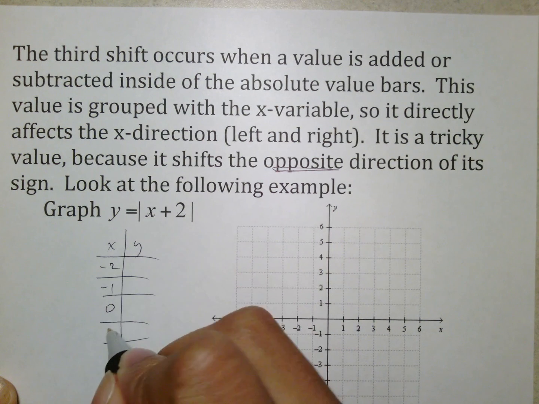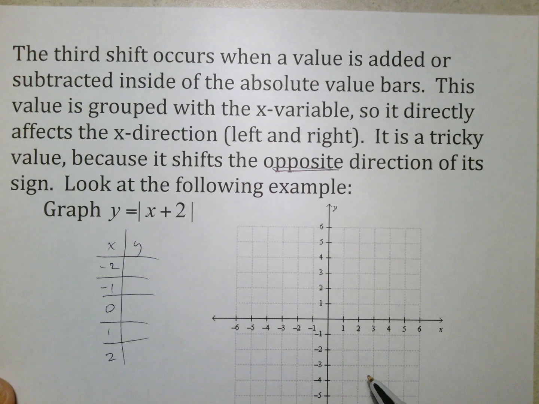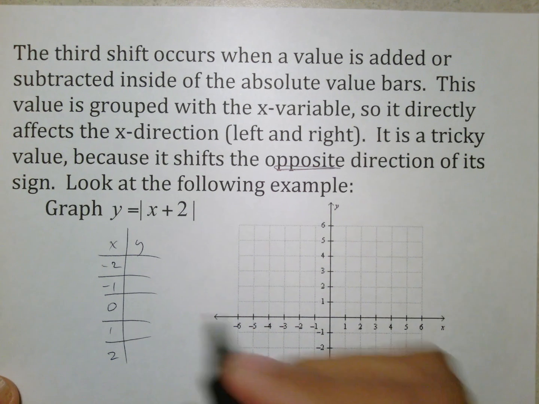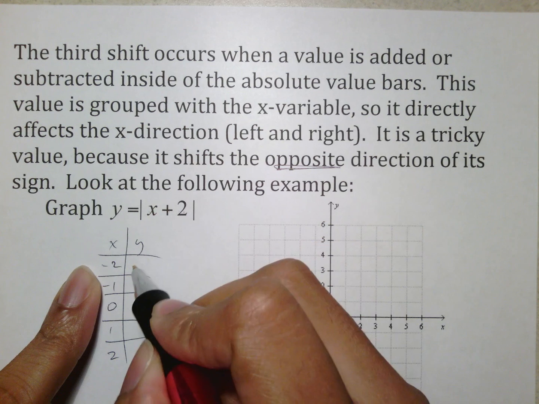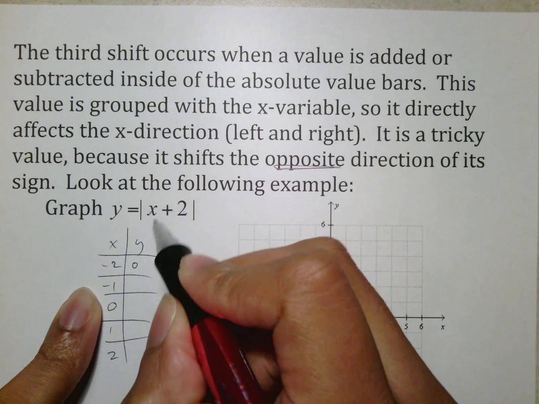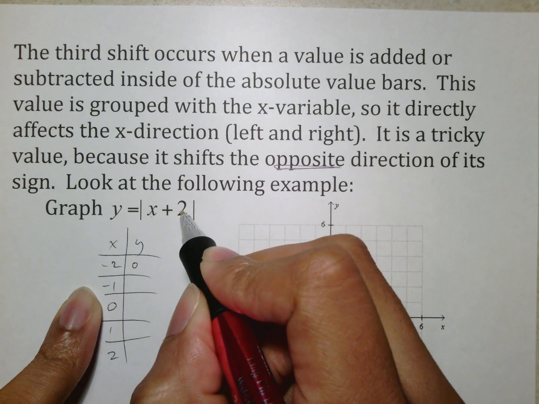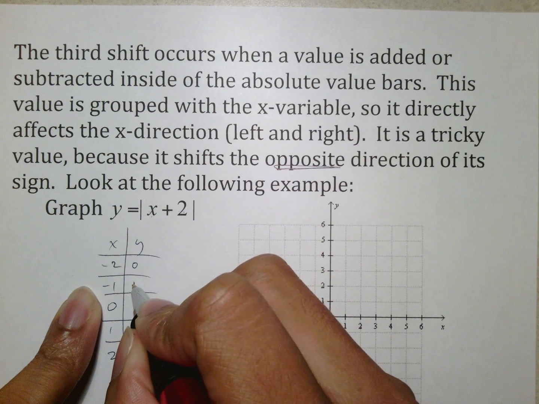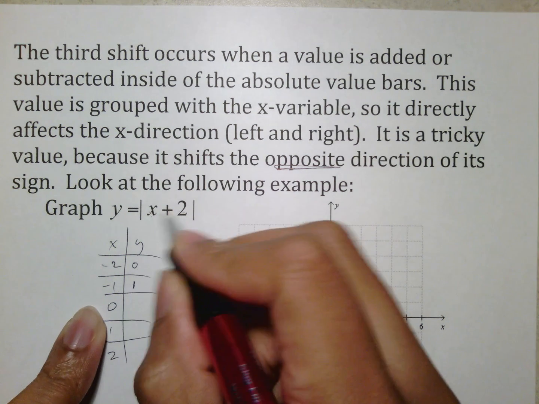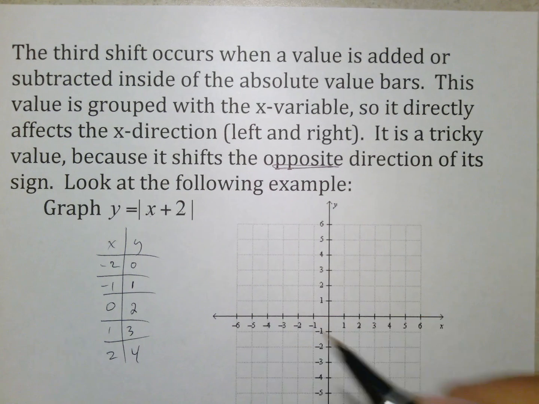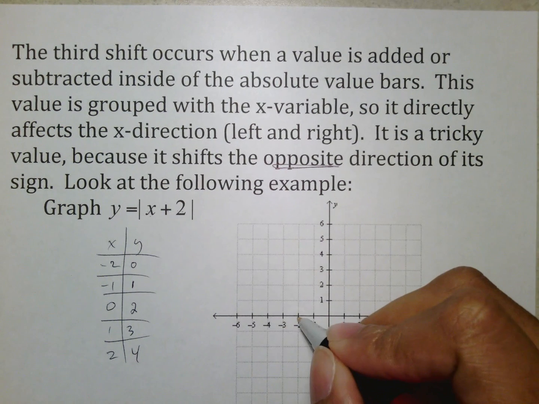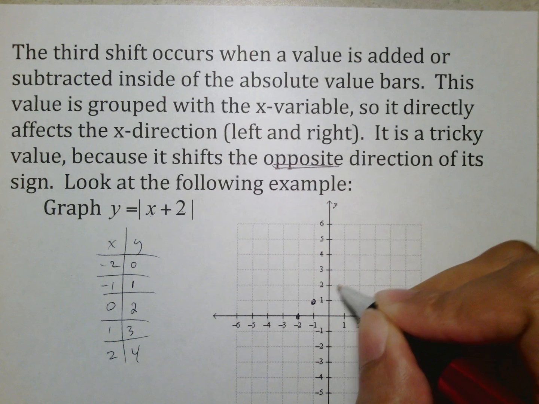-2, -1, 0, 1, and 2. Which probably will not help us, but let's see what happens. When we do -2, we get -2 plus 2, which is 0. -1, -1 plus 2, which is 1. 0 plus 2, which is 2, 1 plus 2, which is 3, 2 plus 2, which is 4. Really, that doesn't help me because it simply gives me these points.